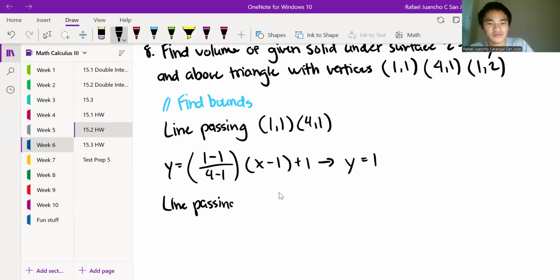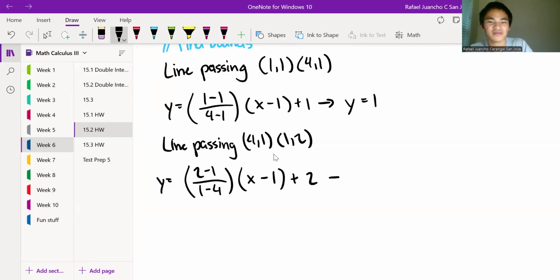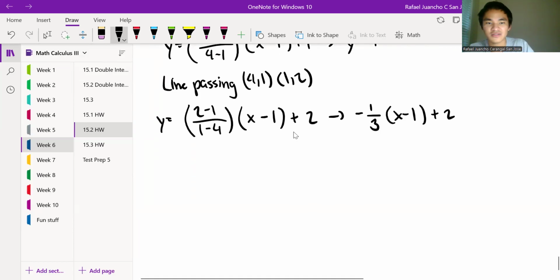Let's check another one. This time passing 4, 1, 1, 2. So here it's really just me analyzing the patterns, stuff like that, right? So this is slope, so 2 minus 1, 1 minus 4. I do maybe x minus 1 plus 2-ish, something like that. Here I get 2 minus 1, that's 1. This is negative 1/3 actually of that whole thing, plus 2. And then here I can actually make this a bit nicer. I can say this is like this. 2 is just 6/3, so that's 7/3.